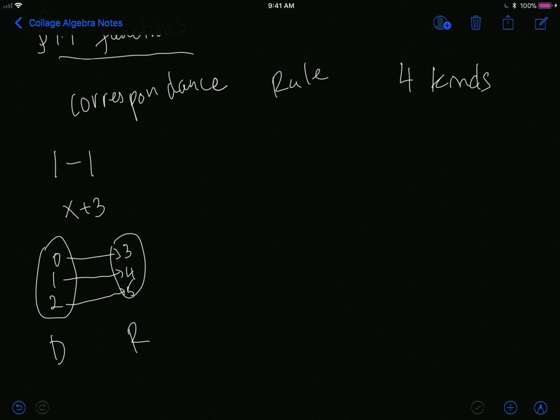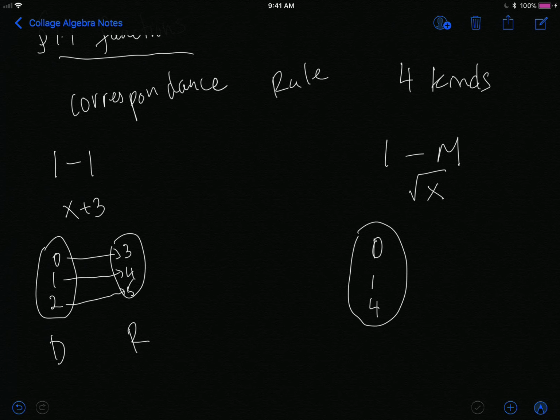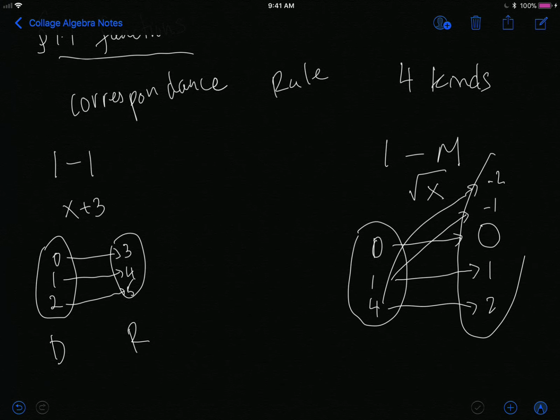Your second kind of correspondence is a one-to-many correspondence. For instance, say the square root right here. Let's go with 0, 1, and 4. The square root of 0 is just 0. The square root of 1 is actually negative 1 and 1. So one item gets mapped onto many items. The square root of 4 is actually negative 2 and 2. And so what you have is at least one item in the domain being mapped onto many items in the range, and we call that a one-to-many correspondence.